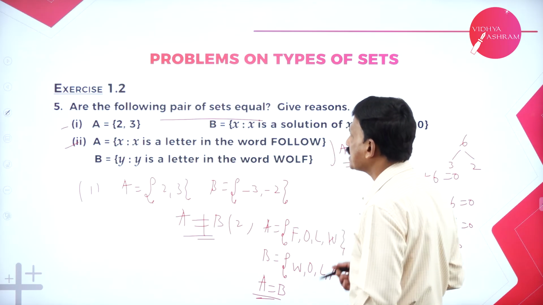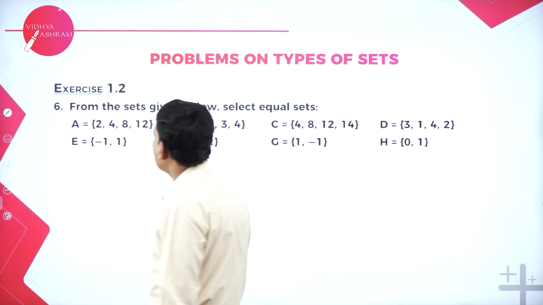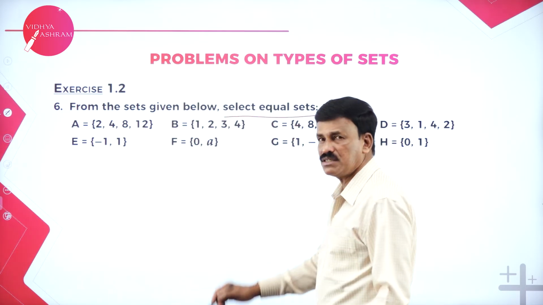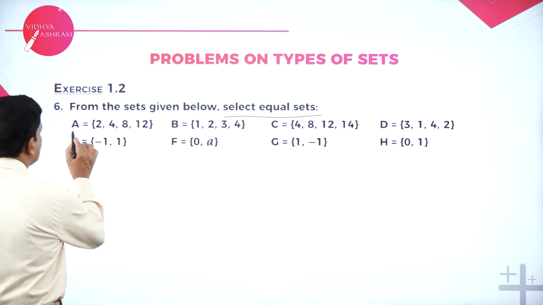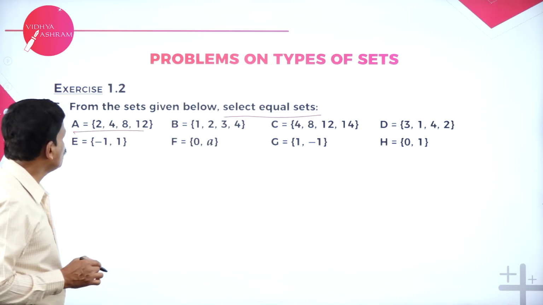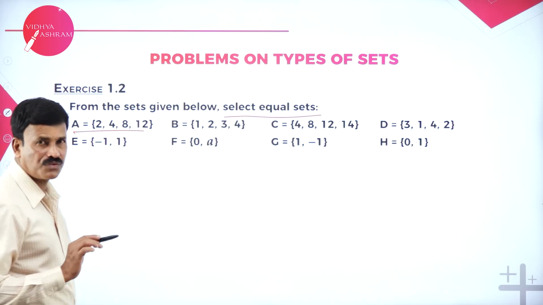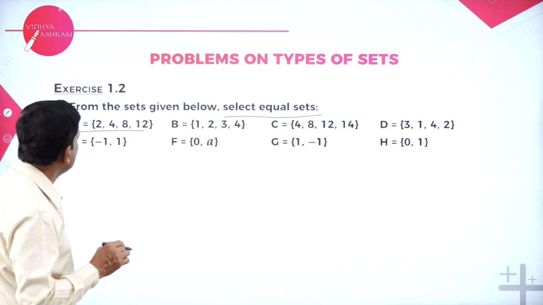Okay. Now, let us come to the next problem. Now, same question number 6. From the sets given below, select the equal sets. What is to be selected here? We have to select the equal sets. Observe carefully. What does A contain? A contains 2, 4, 6, 12. Just see, the number of elements is 4, and the same elements. Check the set which contains 2, 4, 8, 12.